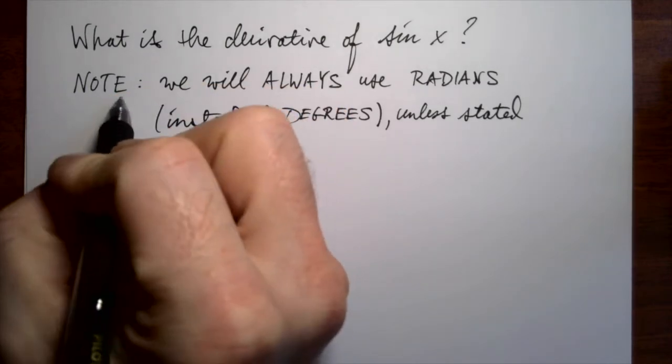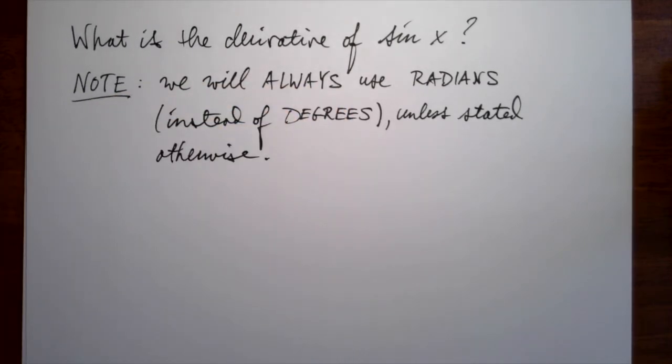First, an important note, we will always use radians for our trig functions instead of degrees unless stated otherwise. It just makes the formulas a little bit nicer. There would be some constants involving 360 and 2 pi that we would have to put in if we wanted to use degrees. So we're going to be using radians for our trig functions.